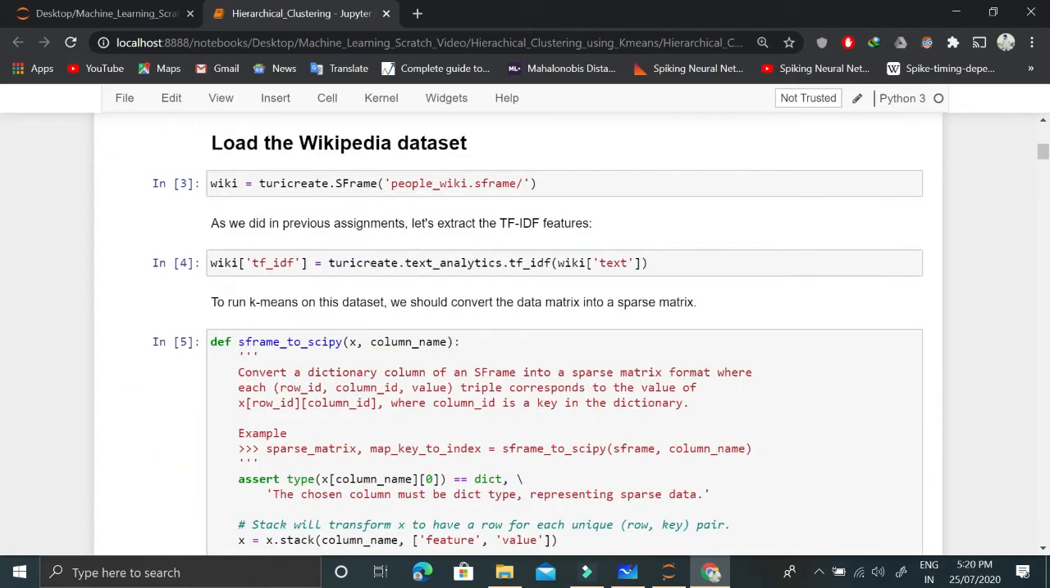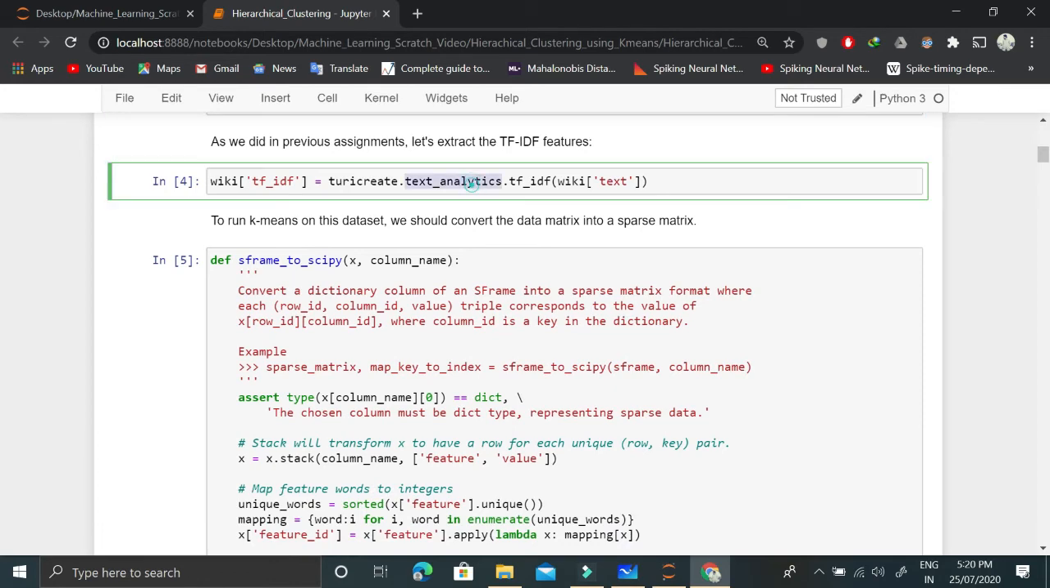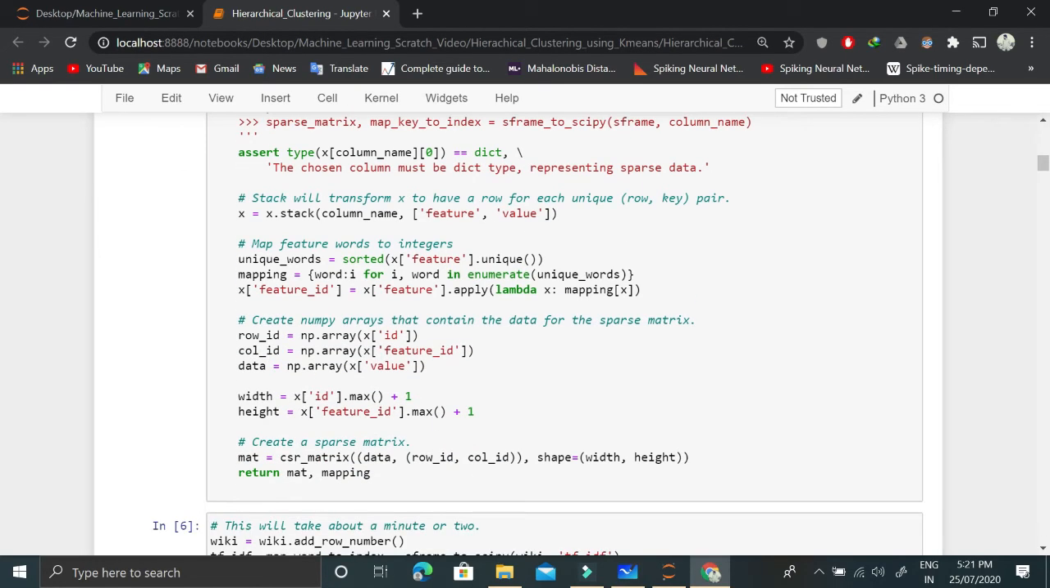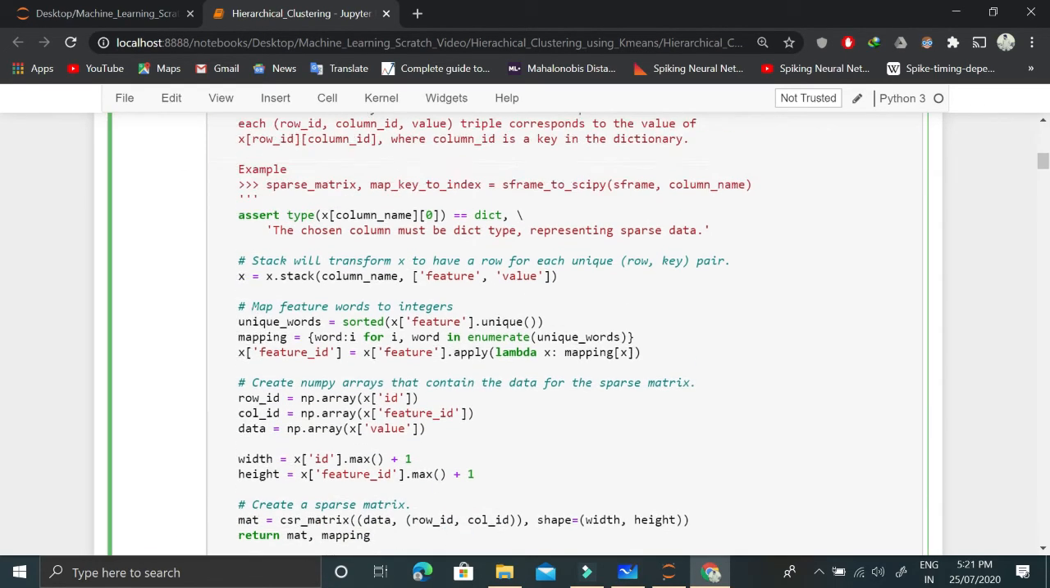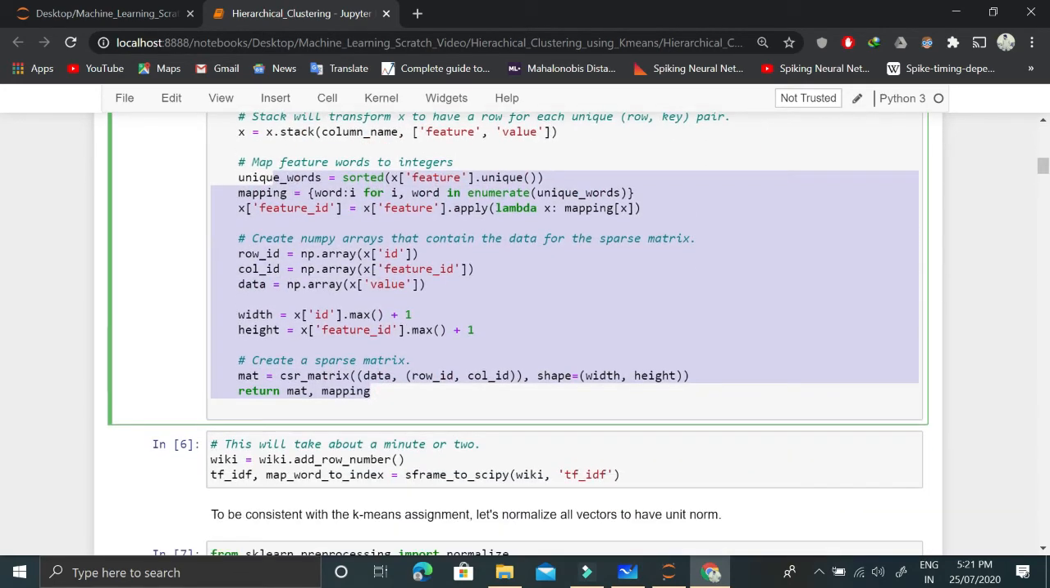Here we are importing all of the dictionaries. We are importing the data frame, where this is like Wikipedia documents. So we want to cluster the documents. So this is like a TF-IDF vector for those documents. We are using Turi Create, which is a kind of a combination of scikit-learn and pandas. Then we have written a function to convert this data frame into a SciPy sparse matrix. We are dealing with sparse matrices, as I have already explained, for computational purposes.